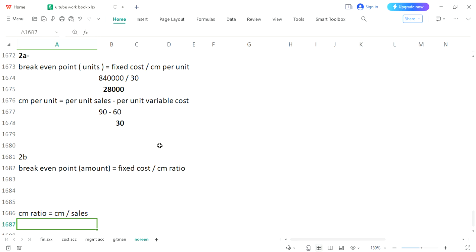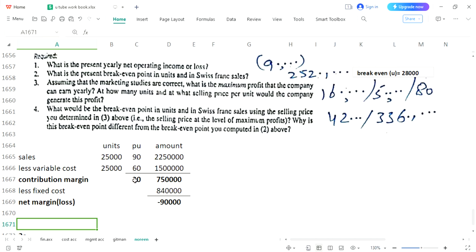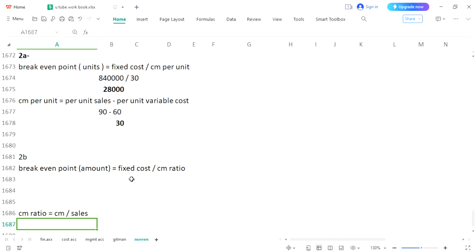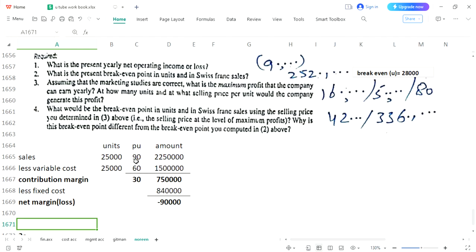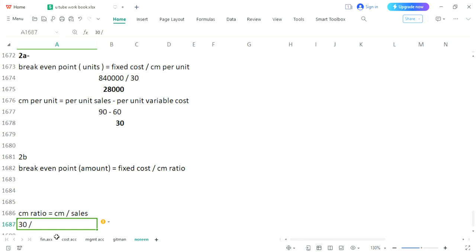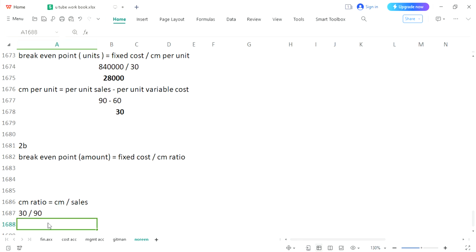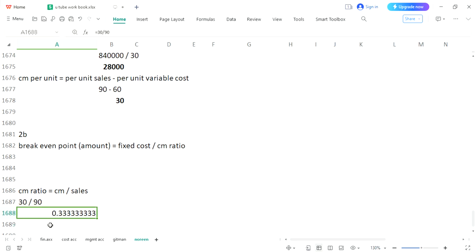Now we are calculating CM ratio. So CM was calculated 30. You can see over here, put 30 and it would be divided by sales, and sale price is 90. Both you can use total amount and you can use per unit as well. So sale was 90, we are putting 90 over here. Now this would be put on calculator, 30 divided by 90. So we have got 0.3. This is your CM ratio.